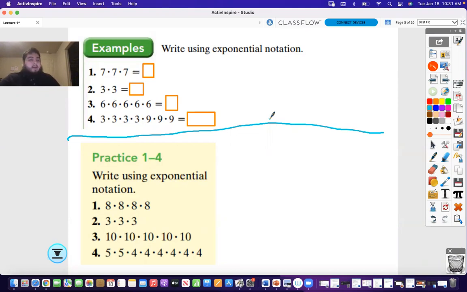Number 1 says 7 times 7 times 7. Number 2 says 3 times 3. Number 3 says 6 times 6 times 6 times 6 times 6. And number 4 says 3 times 3 times 3 times 3 times 9 times 9 times 9.